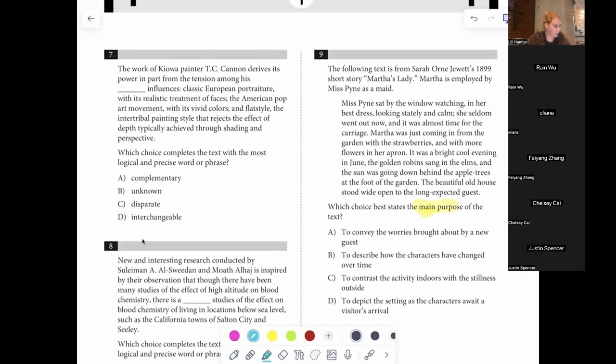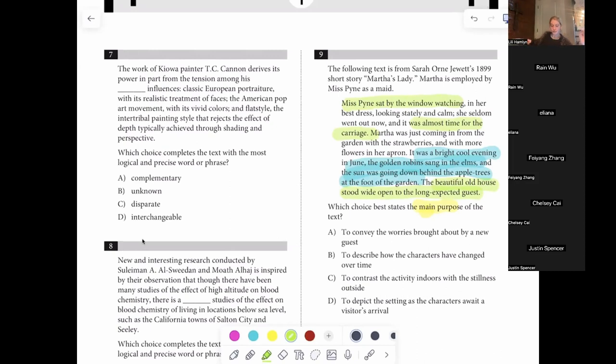it was a bright, cool evening in June and a robin sang and the sun was going down. While the characters await a visitor's arrival, the beautiful old house stood wide open for the long expected guest. Miss Pine sat by the window watching. It was almost time for the carriage, right? Great. Any questions on that before we move on to number 10?